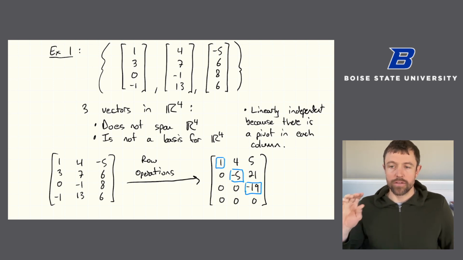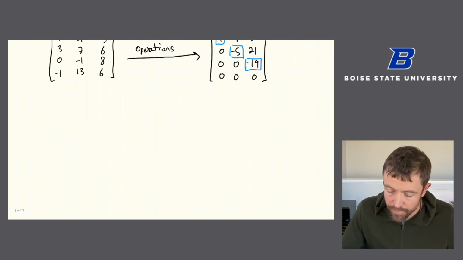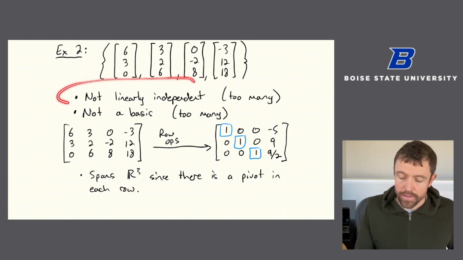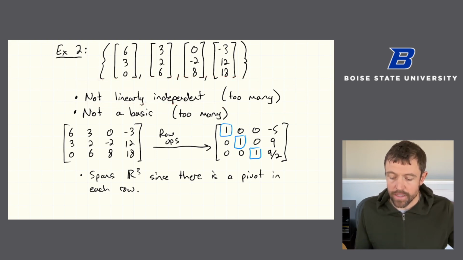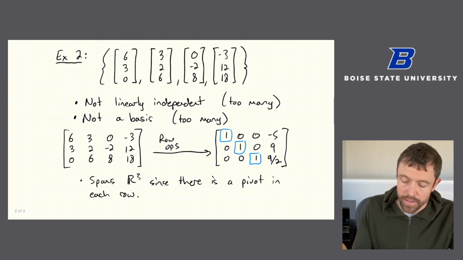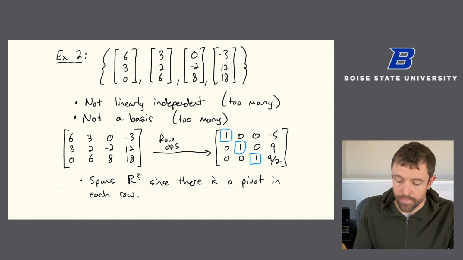I want to address one last type of problem, which piggybacks off of what we were looking at in example 2. This set is not linearly independent, and so there's this natural question: what is a non-trivial linear combination of these vectors that gives us 0?